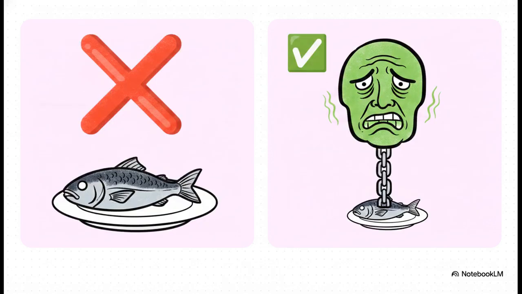All right, now for Rule 3, subordination. We've got a slightly gross real-world example straight from our source material for this one. The fish was served with its head still on.